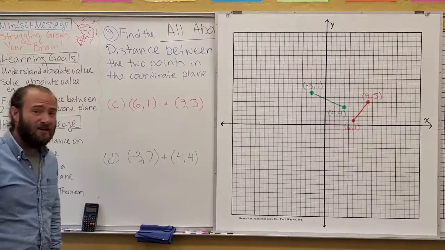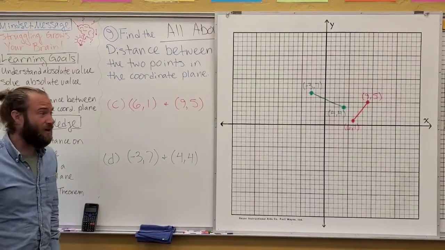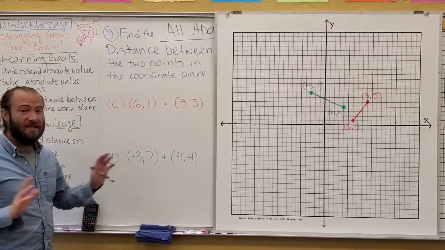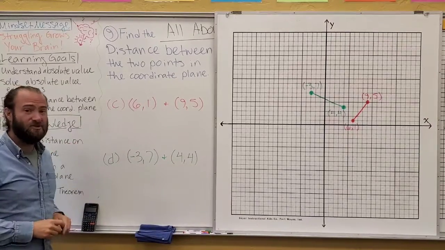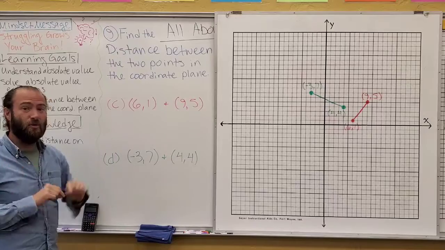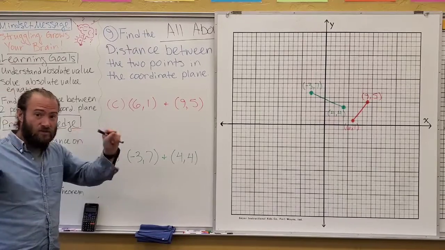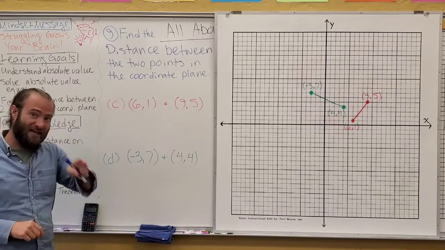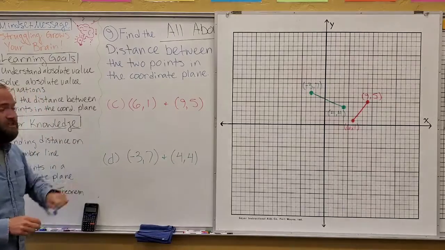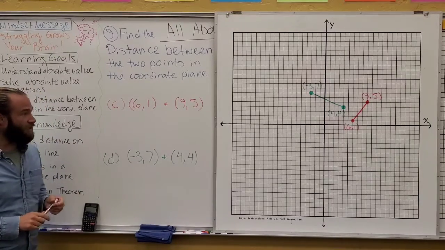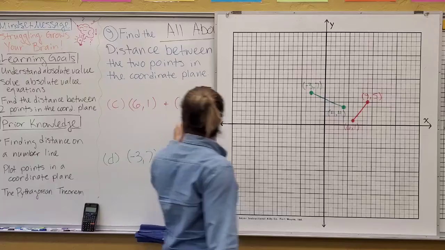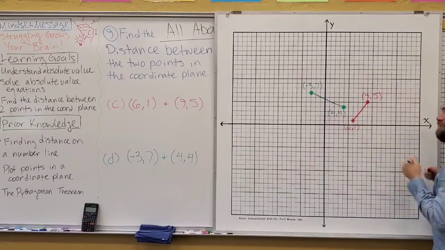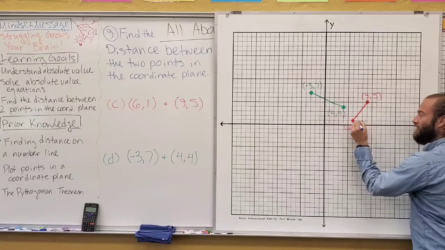So now that we've reminded ourselves of the Pythagorean theorem, it's so useful in many different ways, but especially for us right now, finding how far apart 2 points are when they are not horizontal or vertical, when they're at a diagonal with each other. So let's do C together, and then I'll have you do D. Let's take a look. 6, 1, and 9, 5. I've plotted those here, and you can plot them on your graph paper.